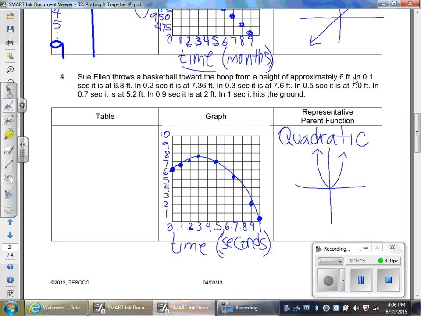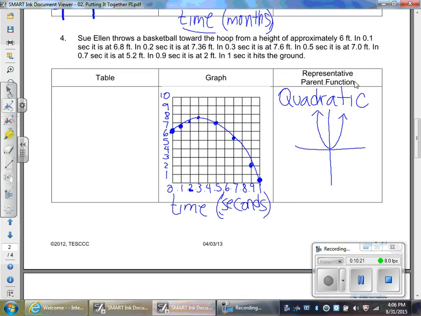Now let's look at problem number 4. And for problem number 4, we have a basketball being thrown. The starting point, the starting height, was 6 feet.